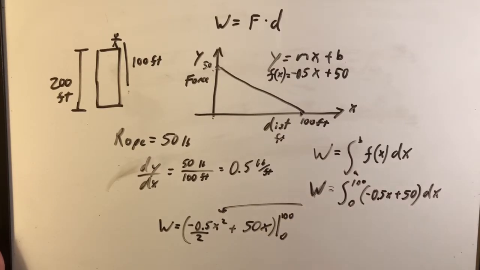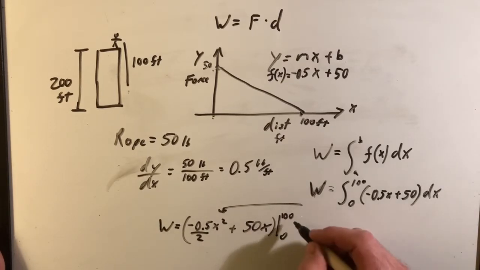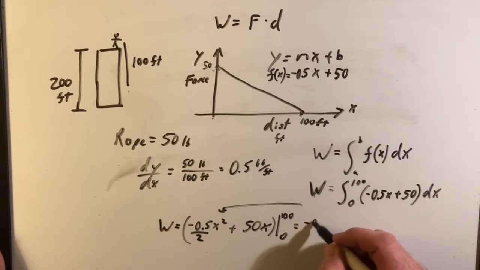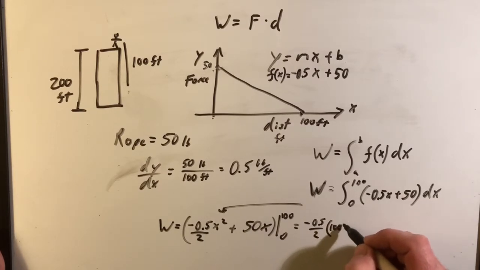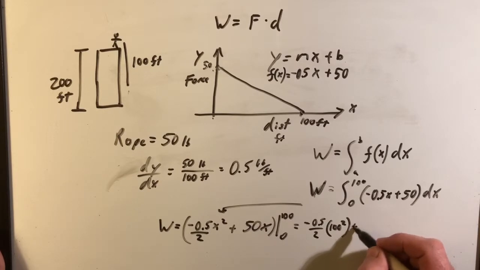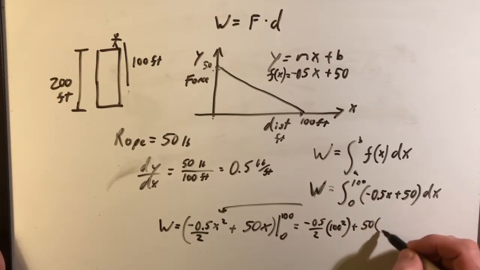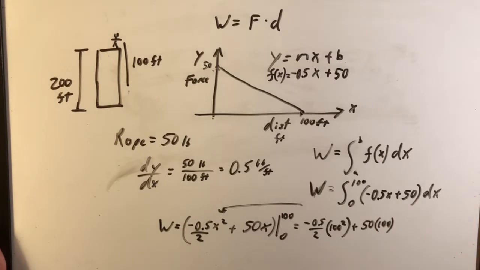When I plug in the zeros, that's going to cancel out. So really, it's going to be negative 0.5 over 2 times 100 squared, plus 50 times 100, and that'll give us a nice number. I can carry it out, or you can just solve it from there. Hopefully that explains it. You just have to look at the initial conditions.